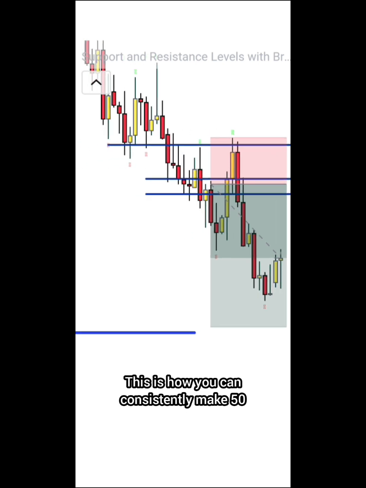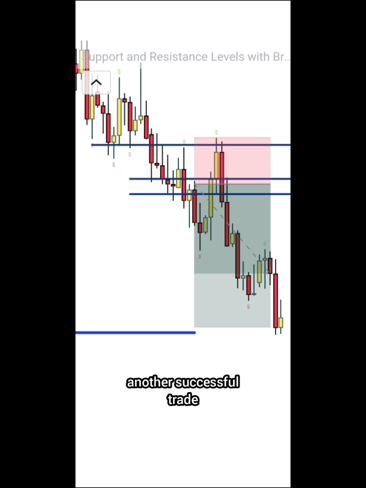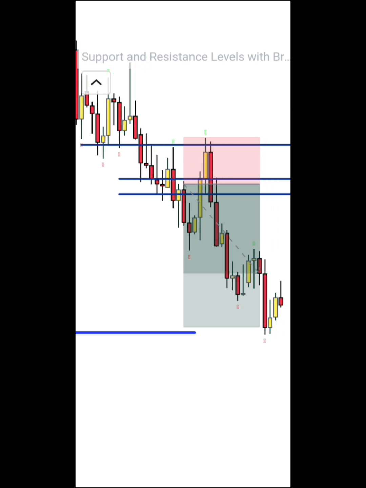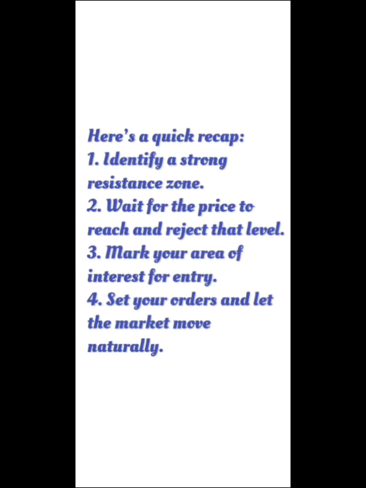This is how you can consistently make 50 to 100 pips daily using this strategy. The price is dropping, and we've just hit our take profit, another successful trade. This strategy is powerful when executed correctly. Here's a quick recap. 1. Identify a strong resistance zone. 2. Wait for the price to reach and reject that level. 3. Mark your area of interest for entry. 4. Set your orders and let the market move naturally.